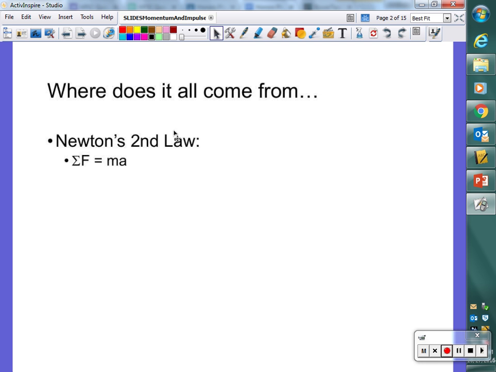Okay? So here's what I'm going to do. I'm going to take Newton's second law, and I'm going to bring in something that we talked about in the previous unit. Let's talk about acceleration. How did we define acceleration? We know what causes acceleration, right? But how did we define acceleration, or what is acceleration? Change in velocity over time, right? So a is equal to delta v over t, all right?